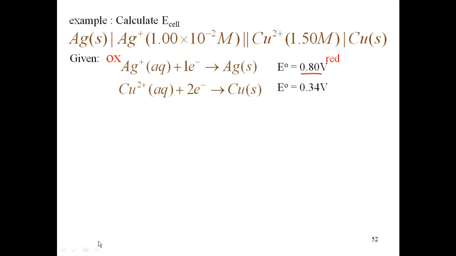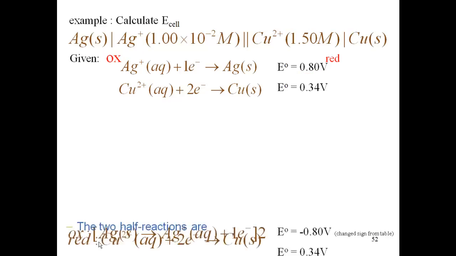So we expect to get a negative cell potential for the standard cell. But since this is a non-standard cell, concentration may shift it one way or the other, so we have to do a calculation to figure it out. We can predict the standard one, we cannot predict the non-standard one.